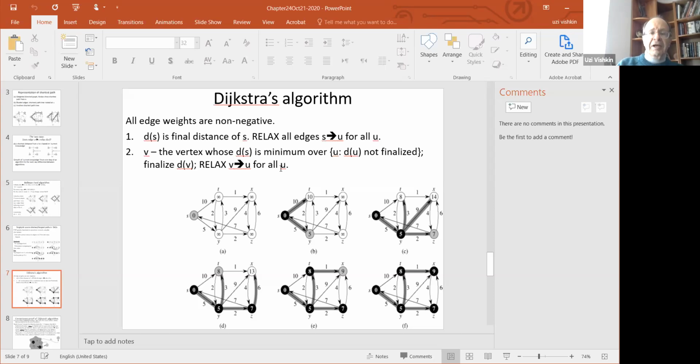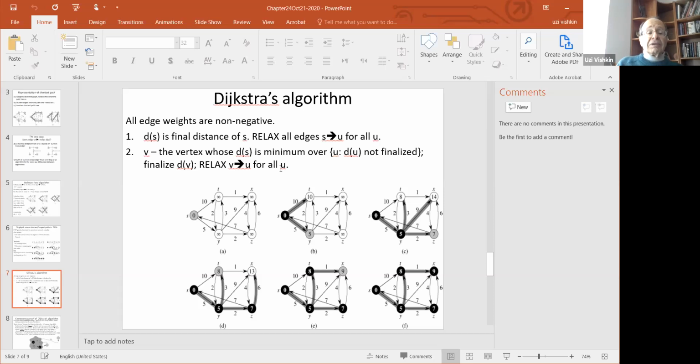The claim is that we are in a position to finalize the computed distance to a node, and we are going to claim later in the correctness claim that if we do it one node at a time in a certain way that I'm going to explain, which is the heart of Dijkstra's algorithm, then the computed distance will be the correct distance.